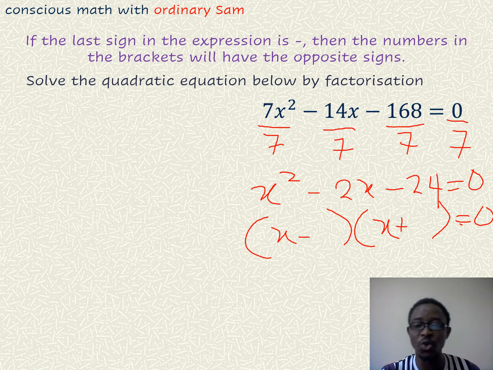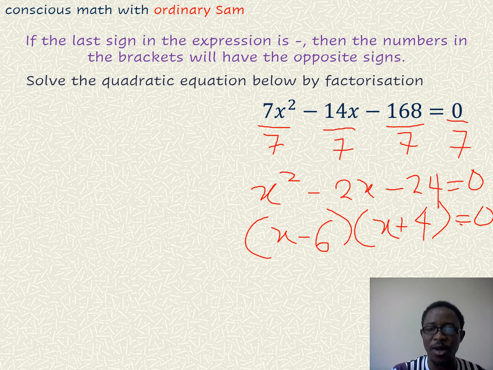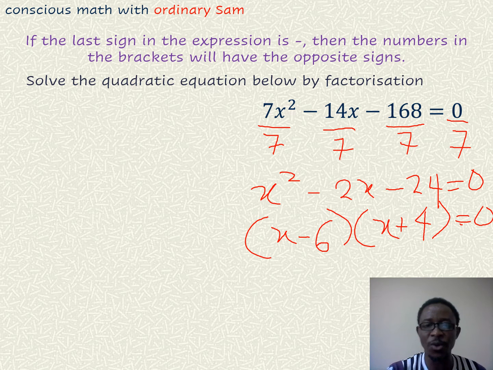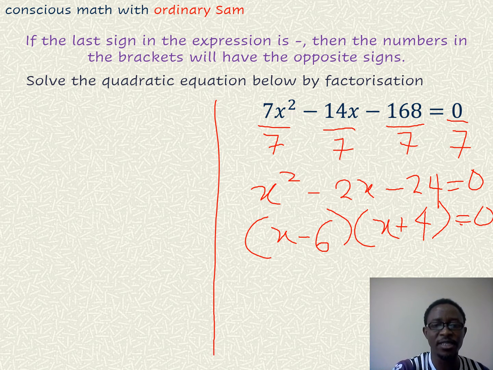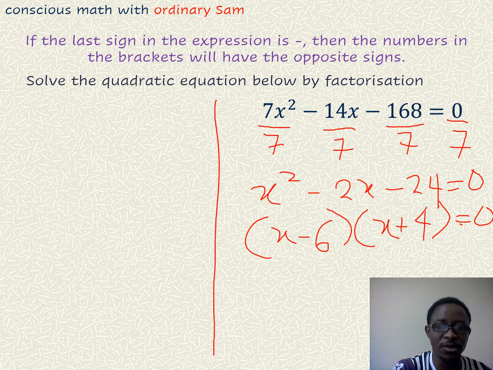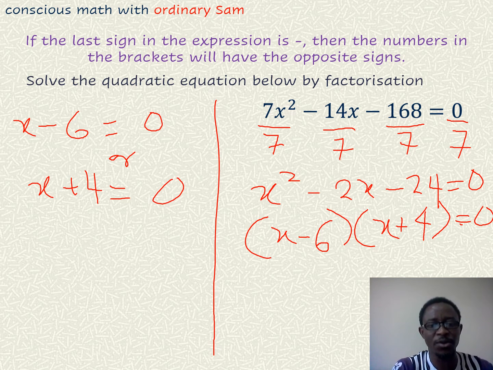Again, the bigger of these two numbers should stay in the first bracket, while the other one stays in the second one, because the first bracket contains the sign of the middle term. So with this, we can easily see that for two numbers to multiply and the answer is 0, at least one of them is 0. So it's either that x minus 6 is 0 or x plus 4 is 0.